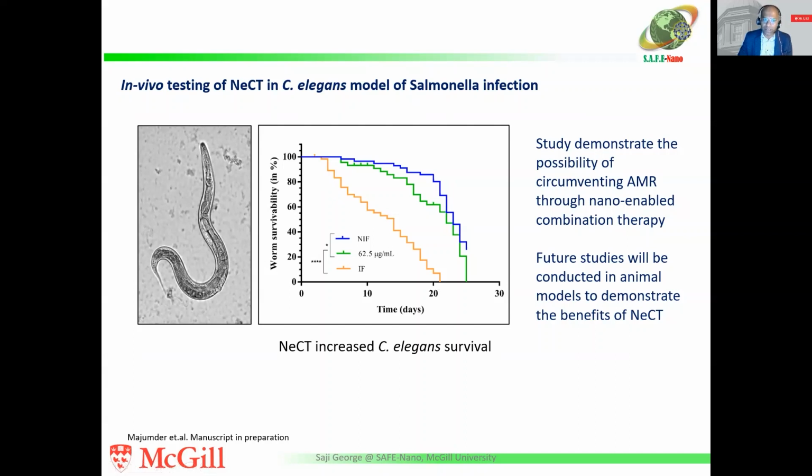Obviously, the Salmonella kills the C. elegans, that's the worm. When these infected ones are treated with a 62.5 microgram per ml concentration of the nanocomposite material, clearly we see a tremendous improvement in the survival of this animal, this worm model, the in vivo model. And it shows the possibility of circumventing the infection by a multi-drug resistant bacteria in the intestine.